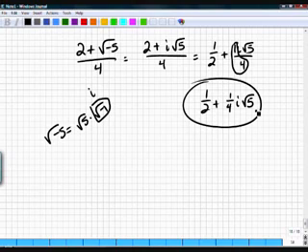Division by 3 is a third. Dividing by 3 is the same thing as taking a third. Dividing by 4 here is the same thing as taking a fourth. Yeah, you can pull that out.